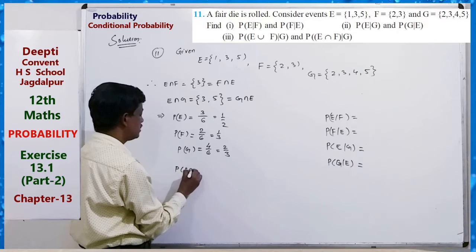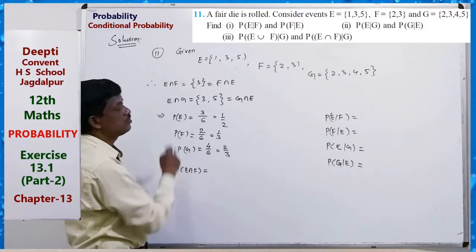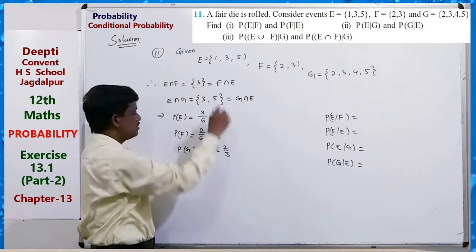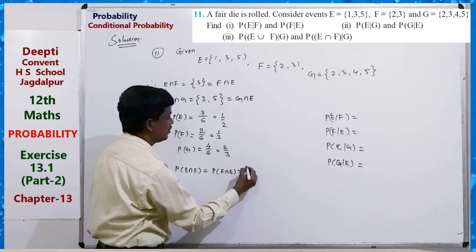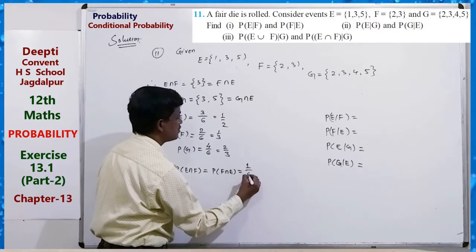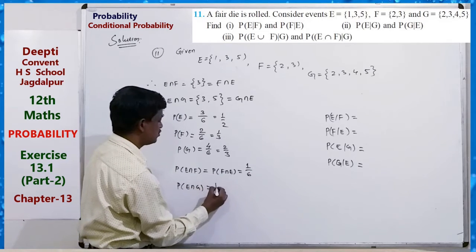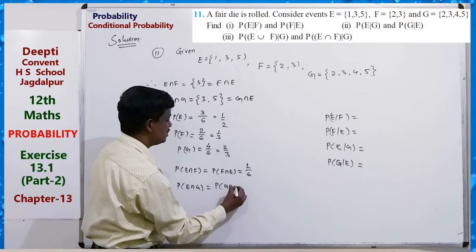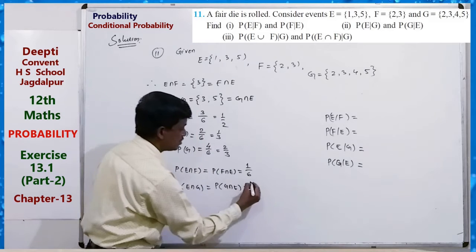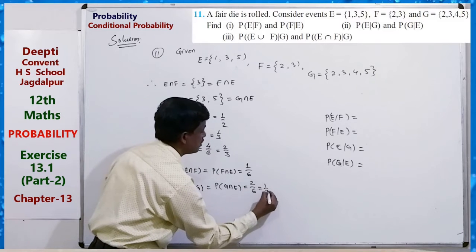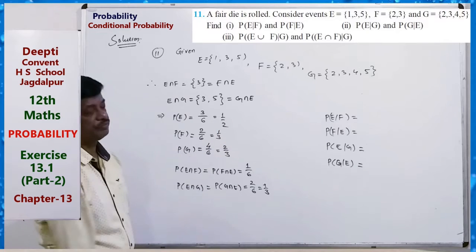P(E intersection F) is equal to what? 1 by 6, and P(F intersection E) is the same, 1 by 6. And P(E intersection G) equals P(G intersection E), which is 2 by 6, equal to 1 by 3. Just use all these values to find this.